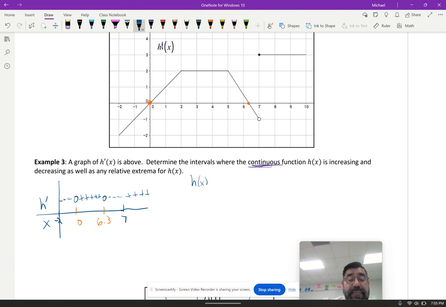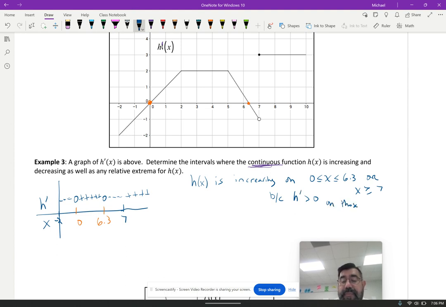So we're going to say this. H of X is increasing on intervals between 0 and 6.3, or for x's that are greater than or equal to 7, because h prime is greater than 0, it's positive on those intervals.